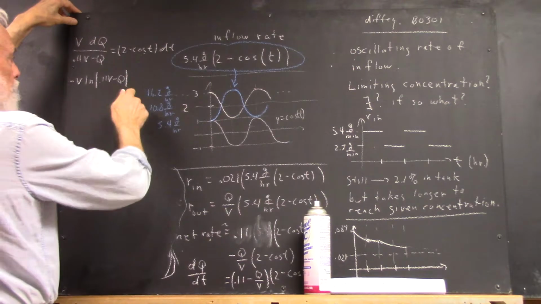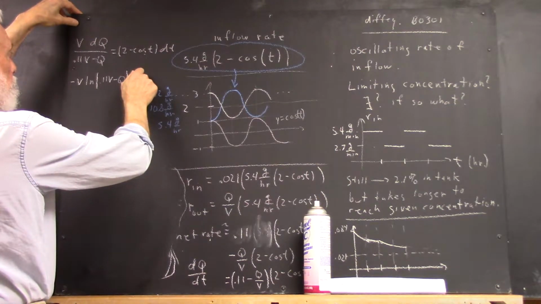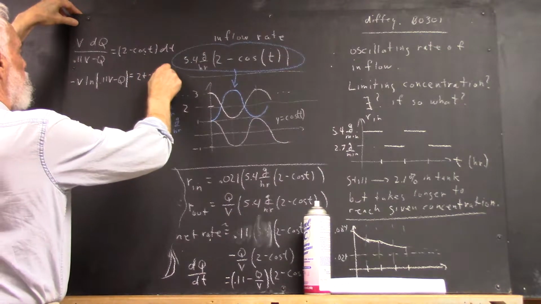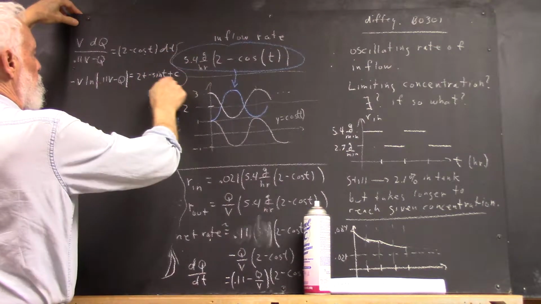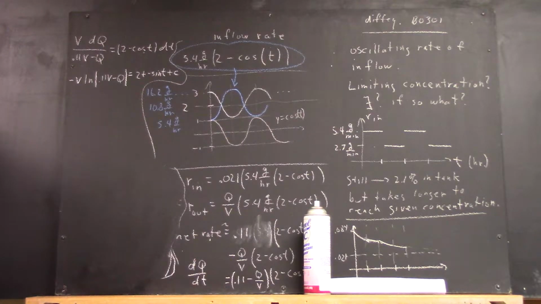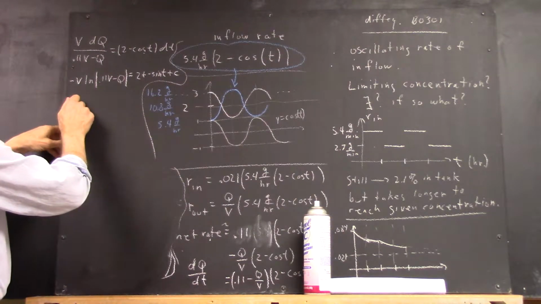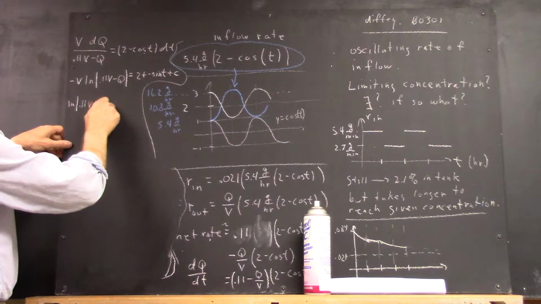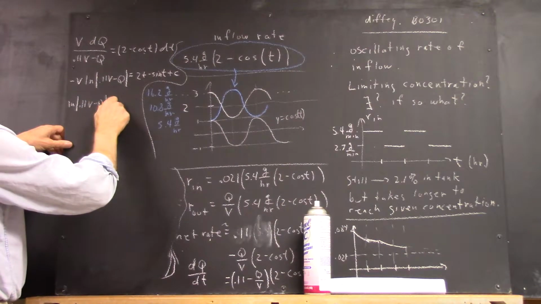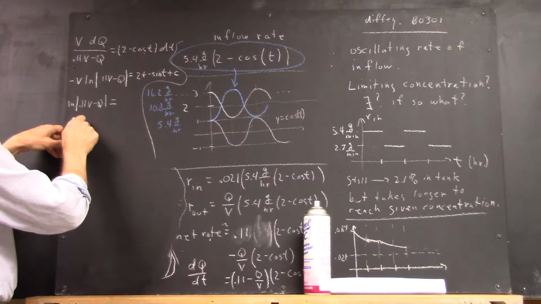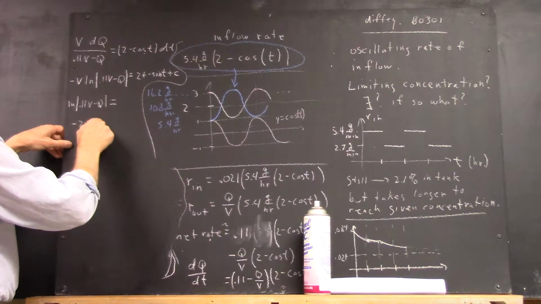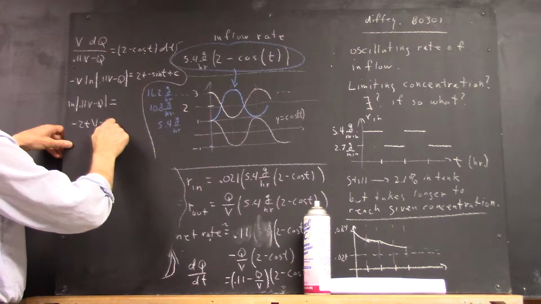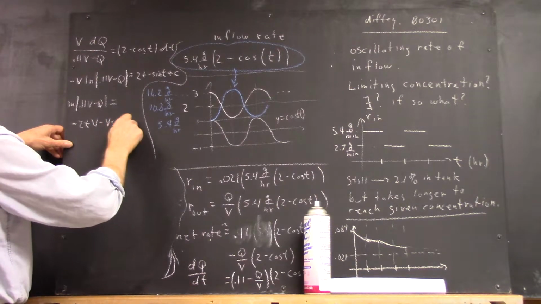Okay? And that's an integration technique that we understand perfectly well. And then we get 2t minus sine t plus a constant. Right? So doing this carefully, because I screwed it up a minute ago, natural log of the absolute value, 0.11 V minus Q equals what? Negative 2t V minus V sine t plus C.